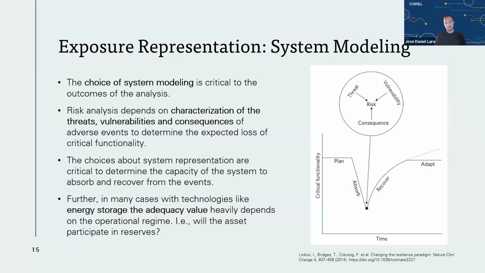Right, and this brings me to the other component of the equation, right? We discussed some probabilities so far. Now we're talking about the exposure representation. What is my system modeling approach? If we understand that the system modeling choices have to represent the capacity of the system to absorb the event, recover from the event, and then adapt to it, then we can start understanding what we need to put into the details of our system operation to characterize this process. So the choices about system representation are critical to determine if we can actually deliver that capacity.